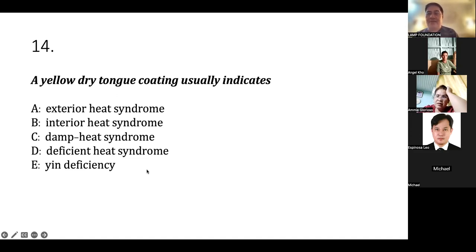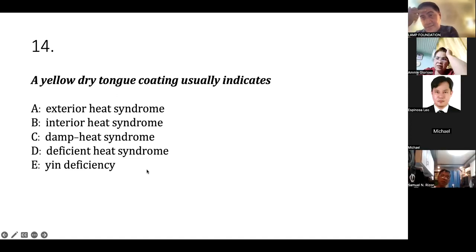Yung heat is due to deficiency. Due to yin deficiency, di ba? So anong itsura ng tongue pag yin deficiency? Pale lang? Anong hahanapin mo para masabi mo yin deficiency yon?